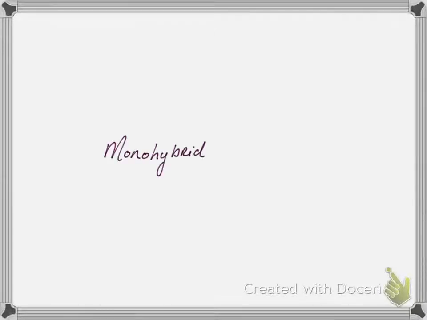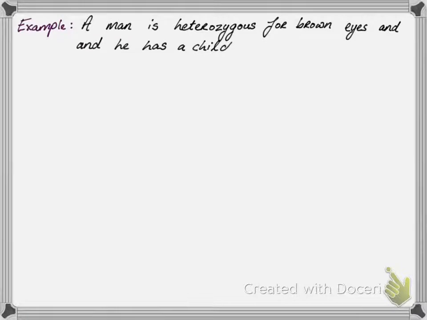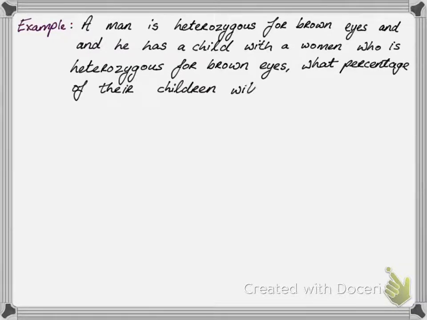In this video, we are going to look at monohybrid crosses. So, an example. A man is heterozygous for brown eyes and has a child with a woman who's heterozygous for brown eyes. What percentage of their children will have blue eyes?